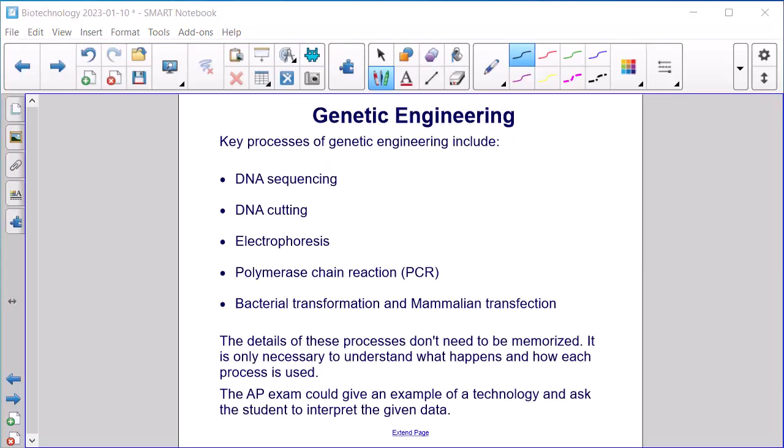Key processes of genetic engineering include DNA sequencing, DNA cutting, electrophoresis, polymerase chain reaction or PCR, and bacterial transformation and mammalian transfection. The details of these processes don't need to be memorized. It is only necessary to understand what happens and how each process is used. The AP exam could give an example of a technology and ask the student to interpret the given data.